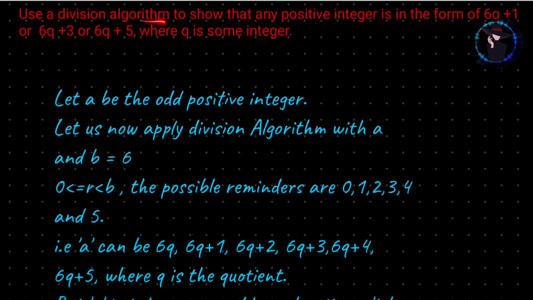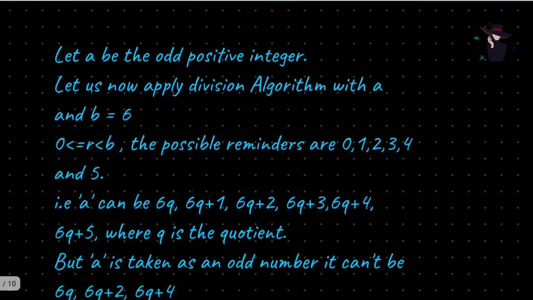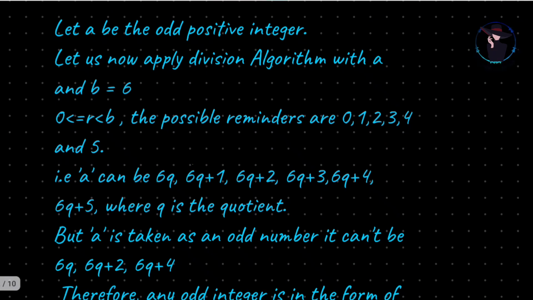Use the division algorithm to show that any positive odd integer is in the form of 6q plus 1, 6q plus 3, 6q plus 5. Okay, just like bq plus r, right? Where q is some integer, obviously. q could be any integer: 1, 2, 3, 4 and so on. So how are you going to do that? Let a be the positive odd integer. So let's just suppose the integer to be a, it could be any integer.